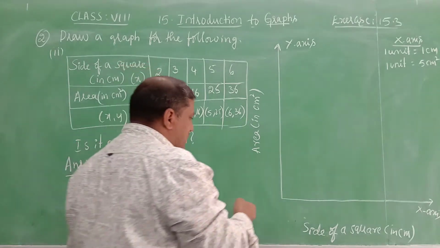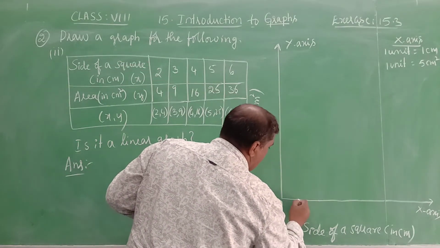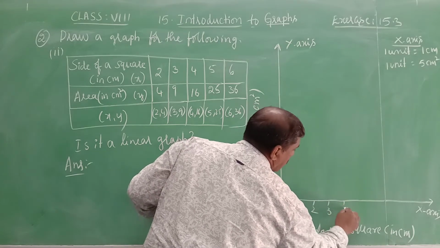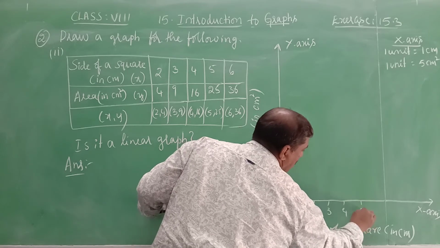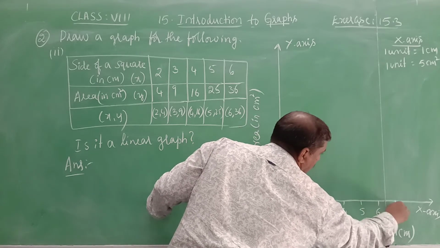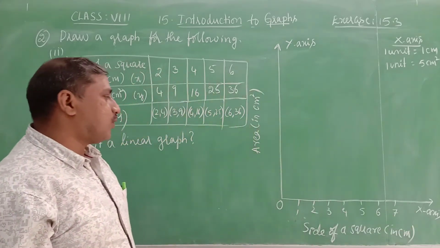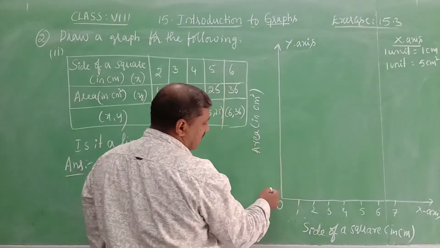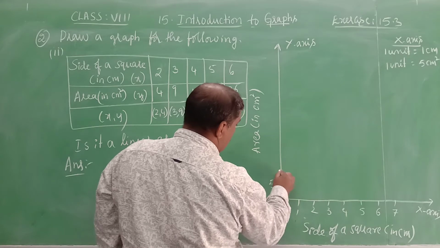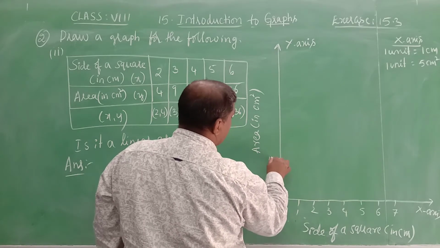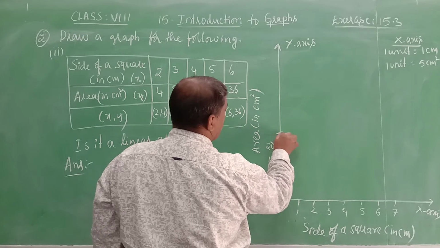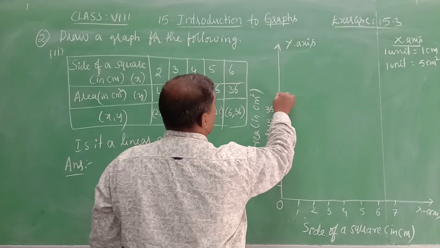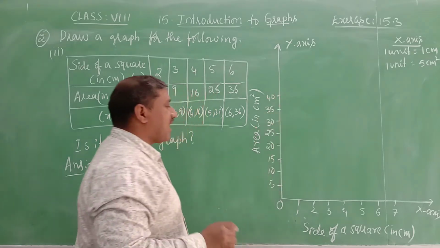As per that, you represent the values. This is 0 and it is 1, 2, 3, 4. Then we have 5 and then we have 6. Take one more value, 7. So 1, 2, 3, 4, 5, 6 and 7. So on the y-axis, 1 unit is equal to 5 centimeters square. So this is 5, then 10, it is 15, then 20, 25, 30, 35 and then 40. So maximum we take up to 40.